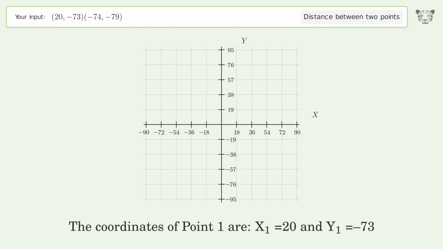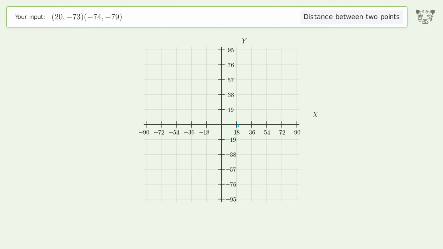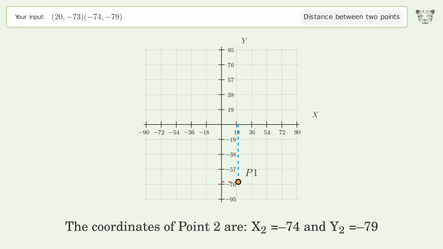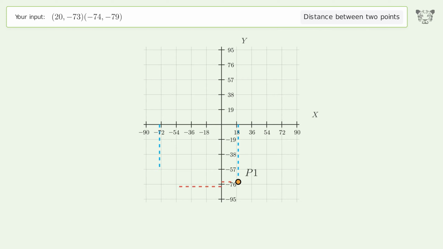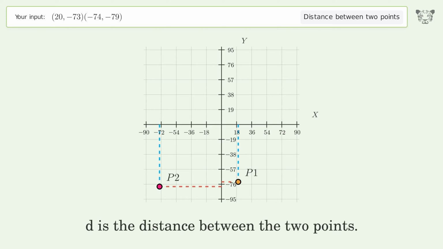The coordinates of point 1 are x1 equals 20 and y1 equals negative 73. The coordinates of point 2 are x2 equals negative 74 and y2 equals negative 79. D is the distance between the 2 points.